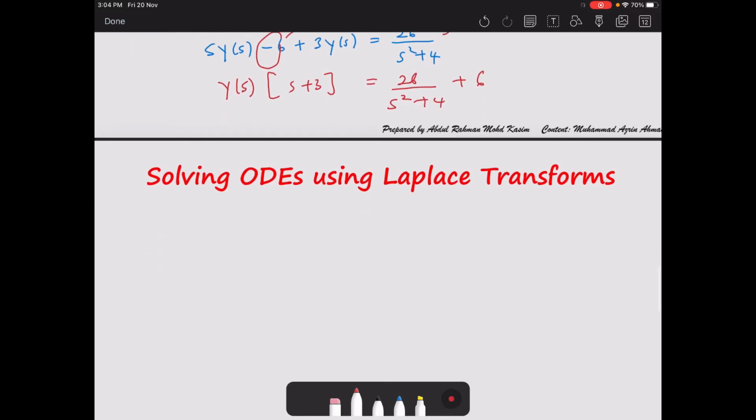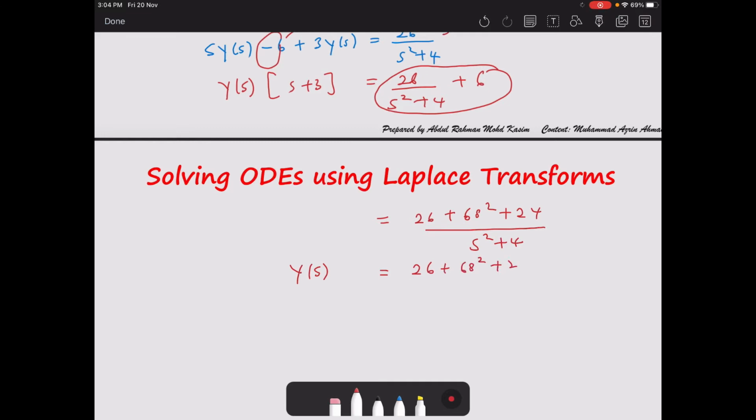As I said to you, before finding Y(s), we need to simplify this one first. So how to simplify it? You need to simplify its denominator. So you will have 26 plus 6 times s squared plus 24 over s squared plus 4. So now you can have your Y(s), where Y(s) is 26 plus 6s squared plus 24 over s squared plus 4, and then you bring the left hand side to the right hand side, you will have s plus 3.